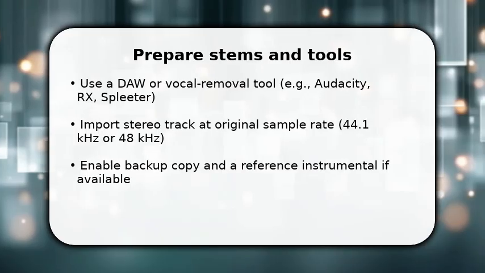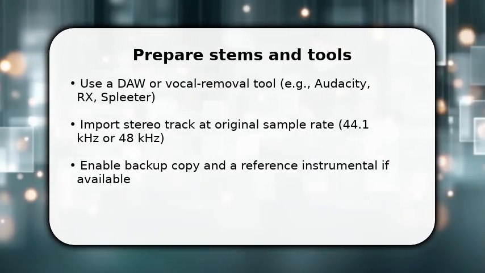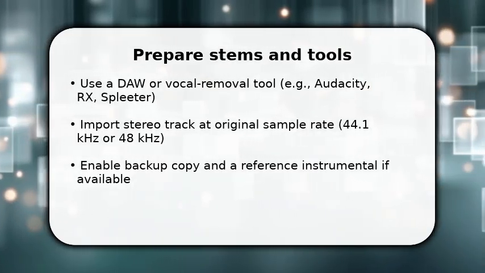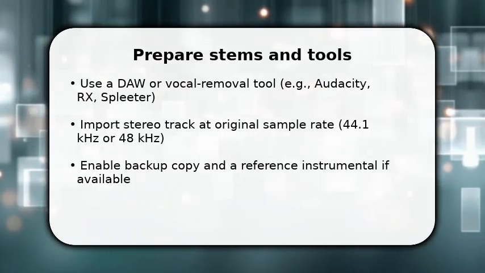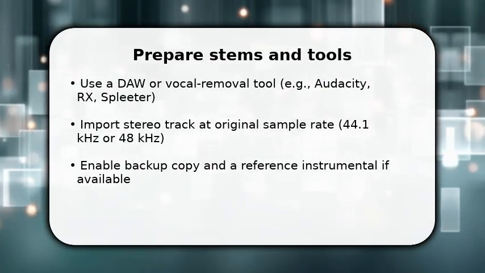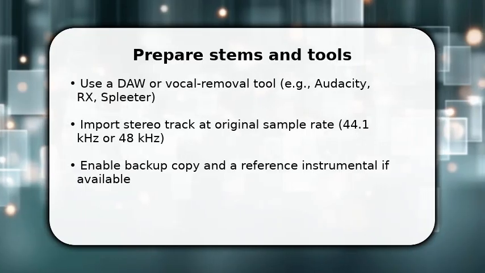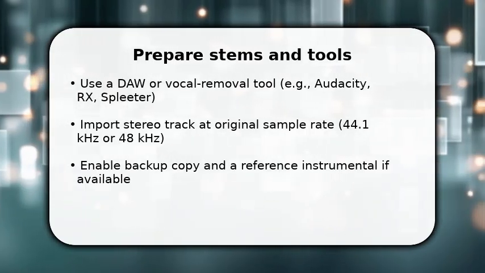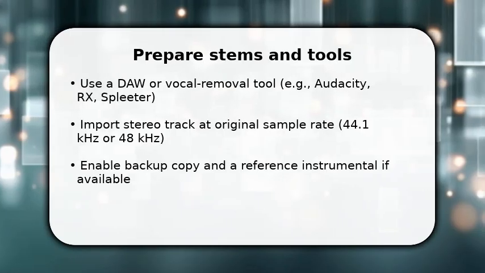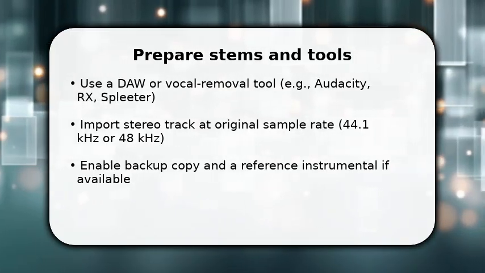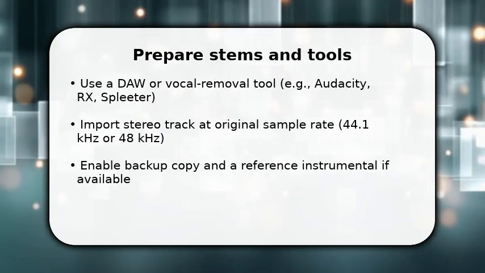You start by importing the stereo mix into your chosen tool and immediately make a backup so you can experiment risk-free. Once done, set the project sample rate to match the file and split the stereo to separate left and right channels for phase work. Make sure to load or note any isolated instrumental reference. It helps you judge results.